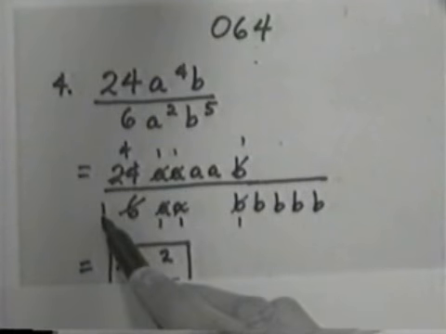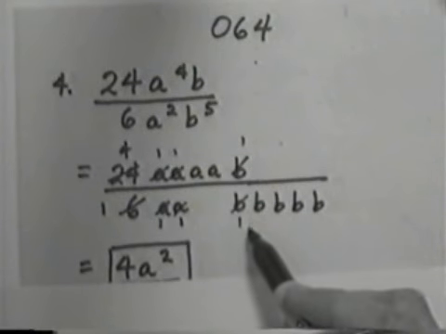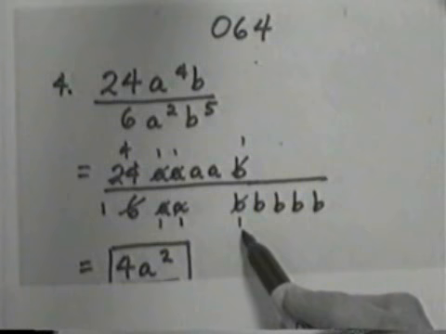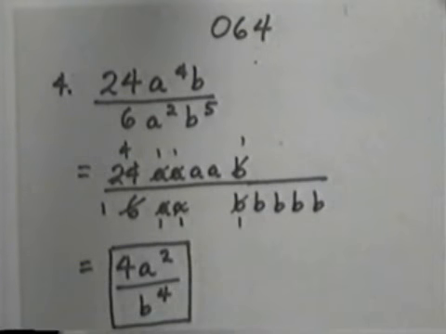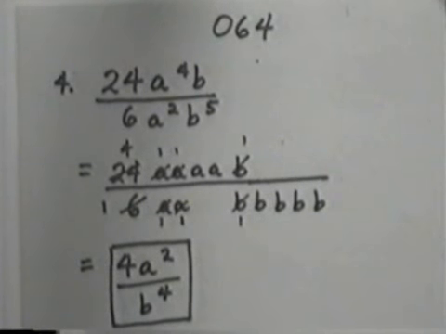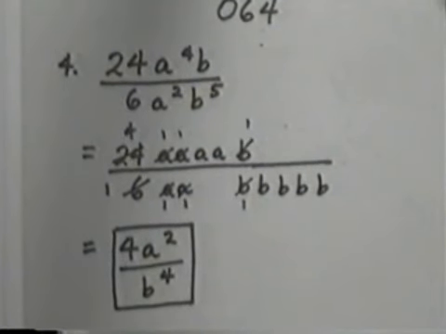In the denominator, we have 1 times 1 times 1 times 1 for our coefficient. A coefficient of 1 we do not need to write. And then we have a string of 4 b's, and so our denominator is b to the 4th power. And so our final result is 4a squared over b to the 4th.